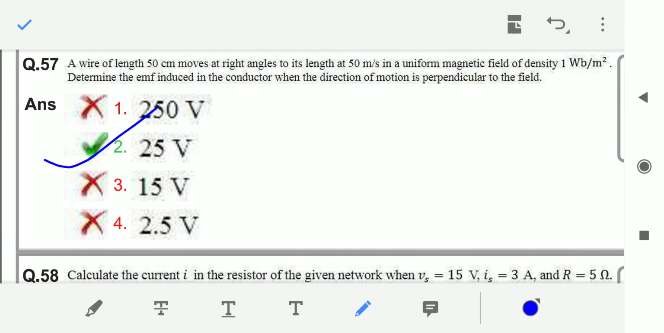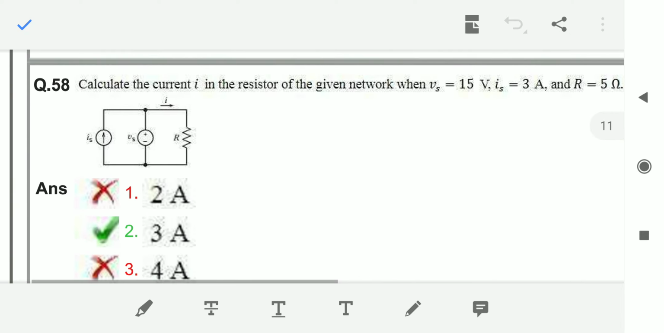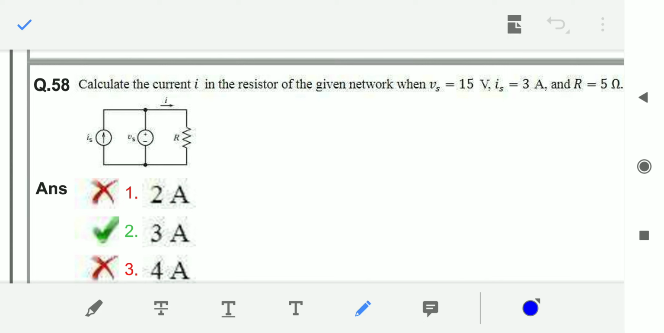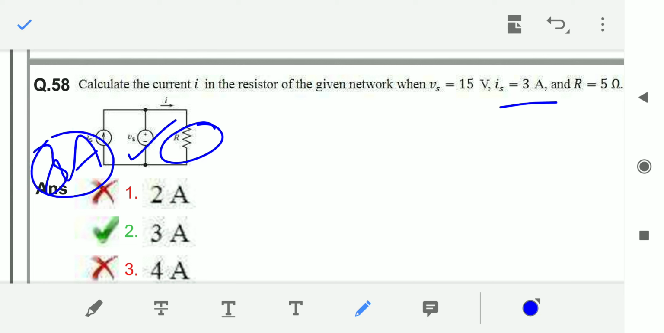Next, question number 58, calculate the current I in the resistor of the given network when Vs is equal to 15 volts. That means this voltage source value is 15 volts, so the voltage across this resistance is also 15 volts, and Is is equal to 3 amperes. This current is given as 3 amperes, and resistance R is equal to 5 ohms. Then what is he asking, sir? He is asking you to calculate current I.